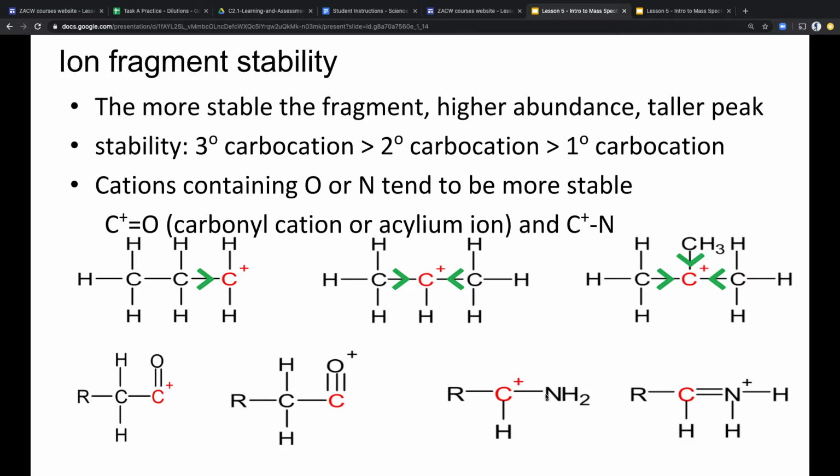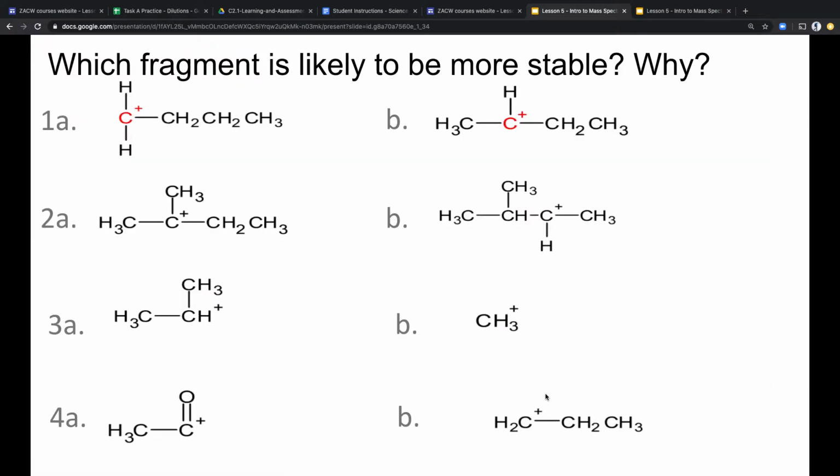So let's do a quiz. What we have are 4 quiz questions. Each question consists of a pair of molecules, and you have to tell me in that pair whether it's A or B that you think is likely to be most stable. So looking at question 1, A or B, just have a look at it. Which do you think would be the most stable? Think about the factors that increase stability.